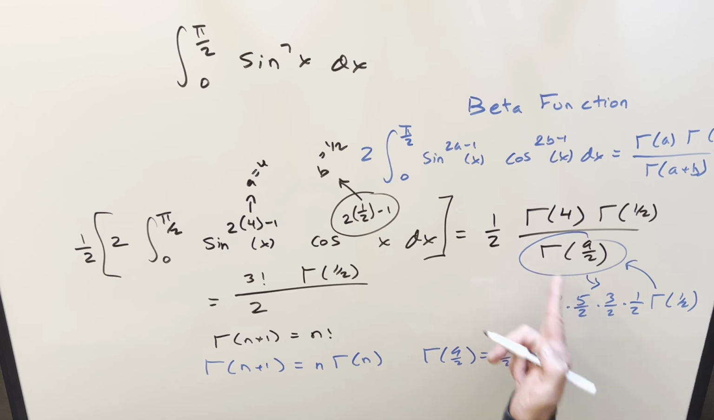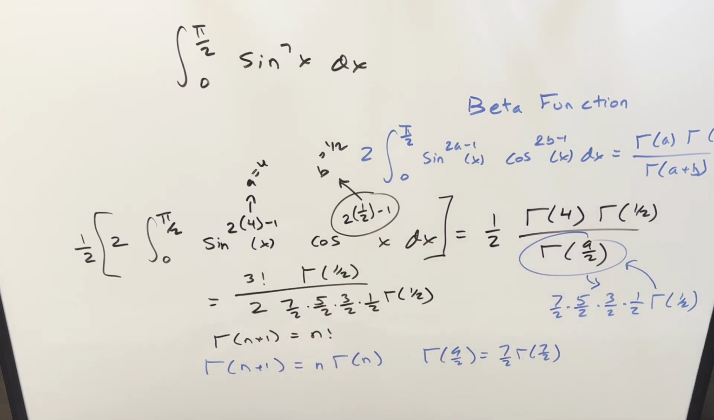Then we need to plug all this stuff in right here. But then gamma 1/2 and gamma 1/2 can cancel here. This thing, 3 factorial, this is a 6, so I can actually cancel this with a 2 and a 3 here.